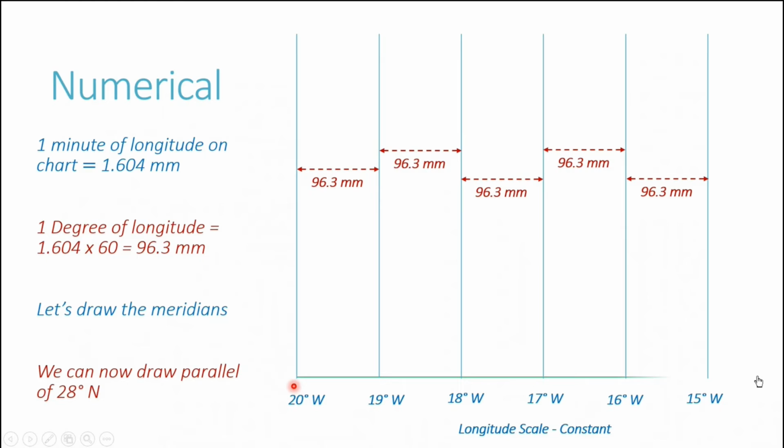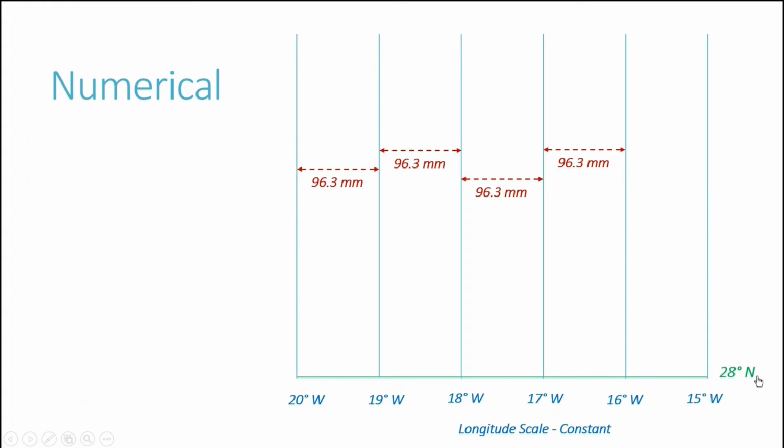28 degrees north. So let's plot it. You have the 28 degrees north parallel shown in the diagram now. So all the meridians are plotted. The bottommost parallel 28 degrees north is plotted. Now moving further in the question, we now need to draw the parallel of 29 degrees north.